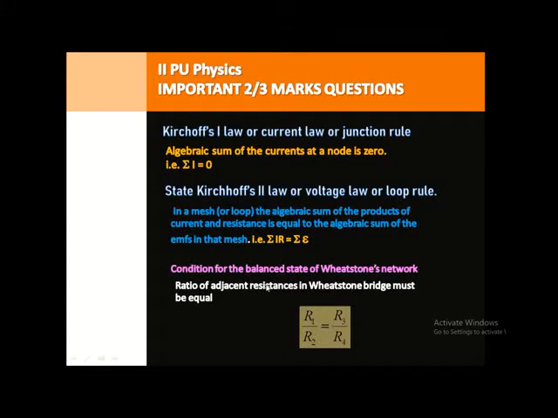Next, they ask to write the condition for balanced state of Wheatstone's network. The balancing condition of Wheatstone's network is that the ratio of adjacent resistances of the Wheatstone bridge must be equal.